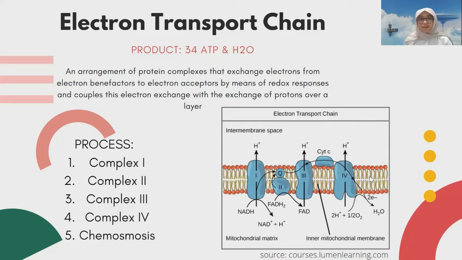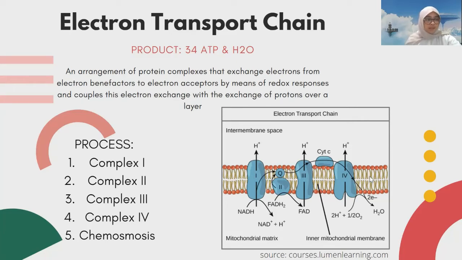The process here begins with complex 1. In complex 1, two electrons are carried to the first complex aboard NADH, and complex 2 directly receives FADH2, which doesn't pass through complex 1. Then the third complex is composed of cytochrome B, the iron-sulfur protein and its center, and cytochrome C proteins. In complex 3, it carries electrons, not oxygen. And the fourth complex is composed of cytochrome proteins C, A, and A3.